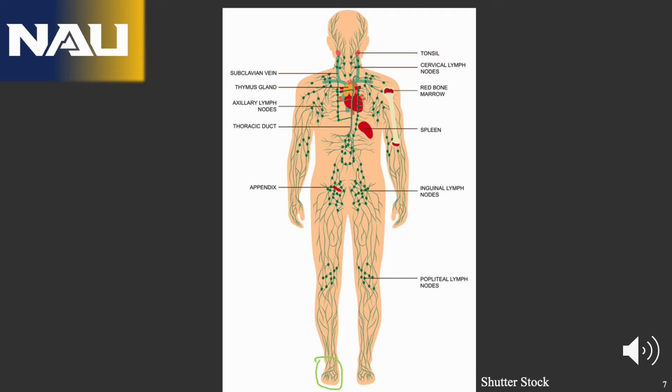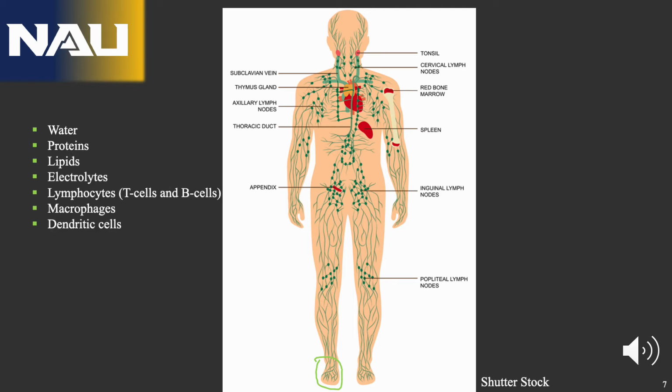This fluid, now called lymph, contains water, proteins, fats, salts, immune cells like T cells and B cells, macrophages, dendritic cells, waste products, pathogens, hormones, and enzymes. Lymphatic vessels, which are larger tubes, transport the lymph from the capillaries. These vessels have one-way valves that ensure lymph flows only in one direction, preventing it from moving backwards.